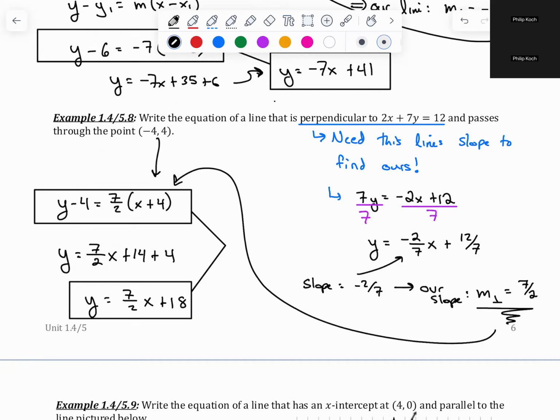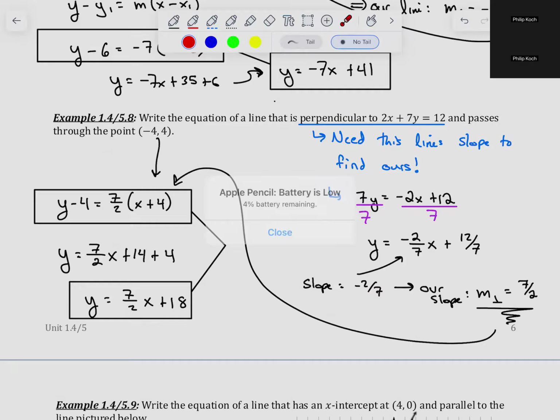The only reason why you switched it is because it was perpendicular? That's correct. If it had said parallel, I would have used -2/7, and that would have been here. But the point would have still been the same because it was the given point.